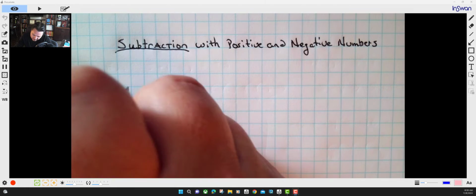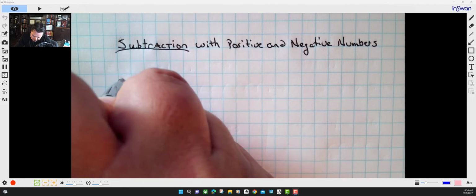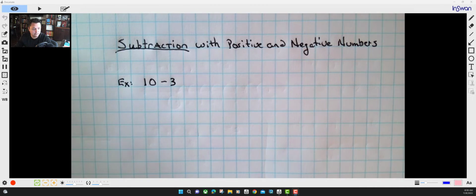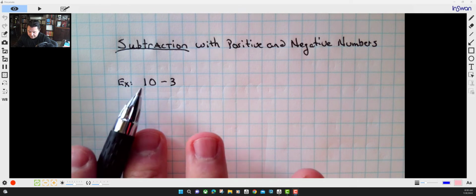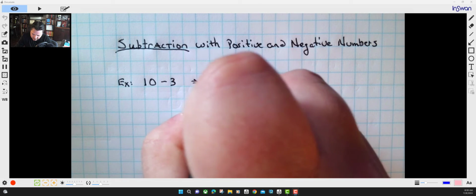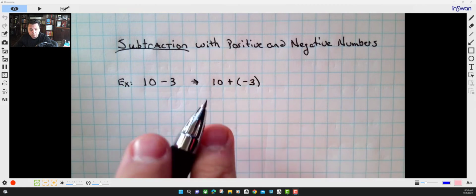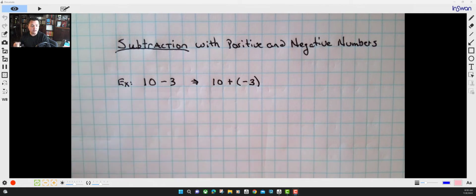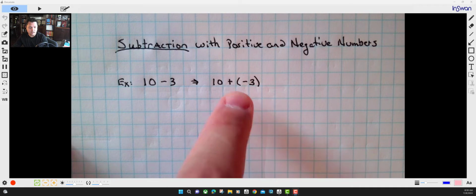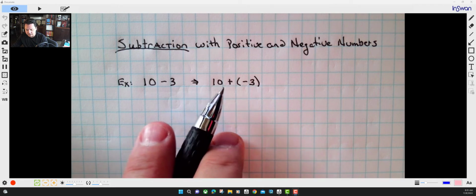Let's say we've got a number like 10, and we are subtracting 3. Now we all know the answer to this is going to be a positive 7. Another way of thinking about this is that this is really 10 plus a negative 3. Like I said, at a more advanced level, subtraction really means adding the opposite. So we need to take 10 and add it to negative 3.